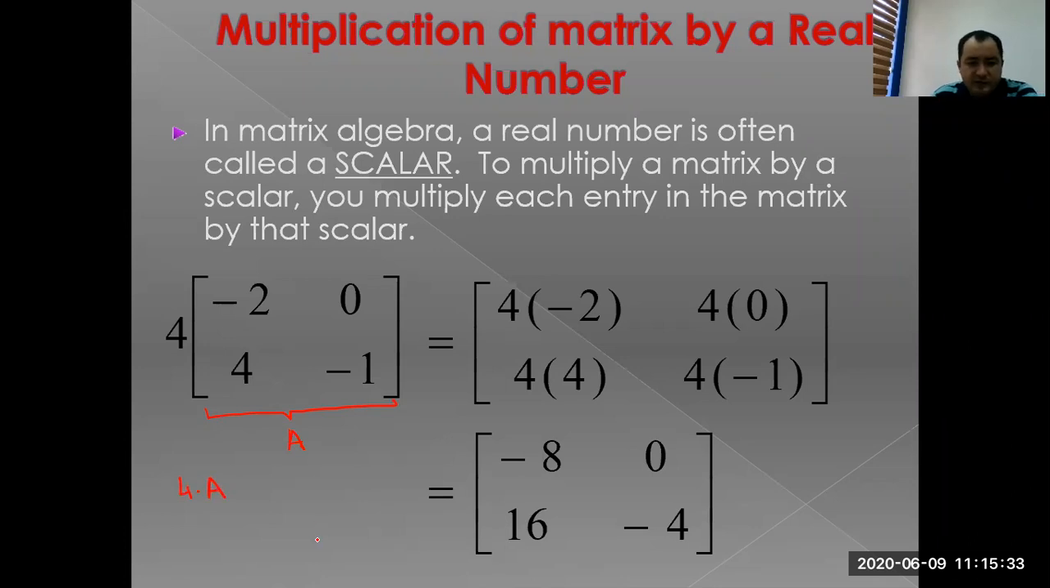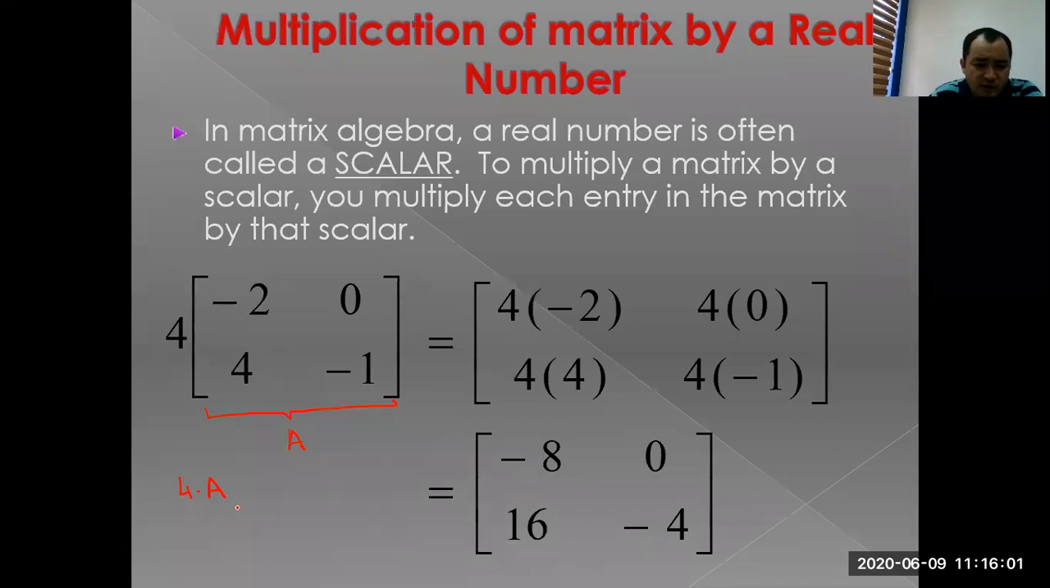Okay. So we are saying that in the definition, to multiply a matrix by a scalar, we need to multiply each entry by this scalar, right? So here we have 4 times -2, and 4 times 0, 4 times 4, 4 times -1, and 4 times -2, here we have -8. 4 times 0, here we have 0. 4 times 4, 16, 4 times -1, it is -4, right?